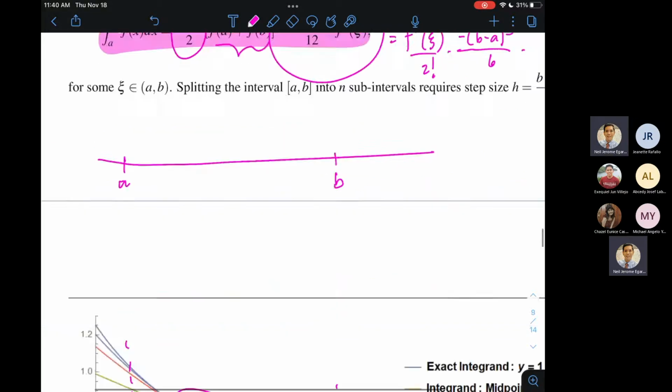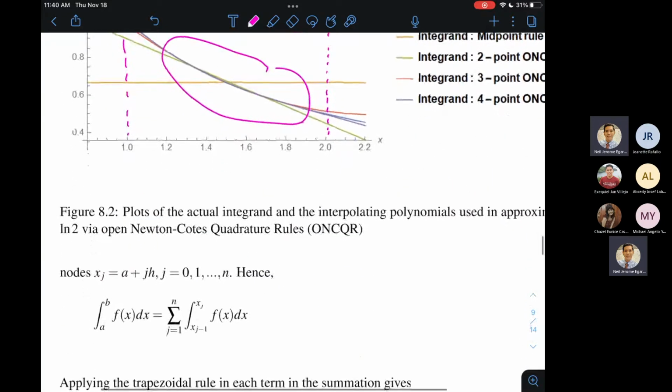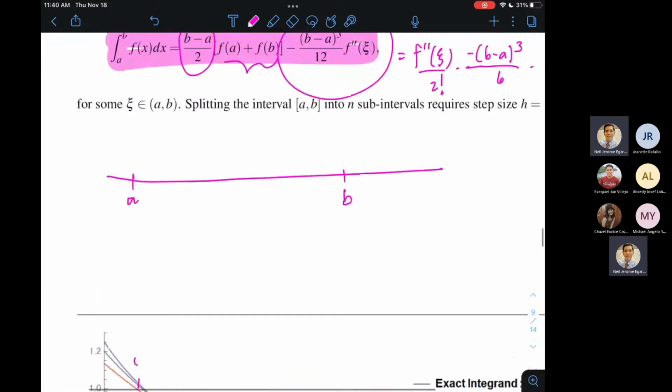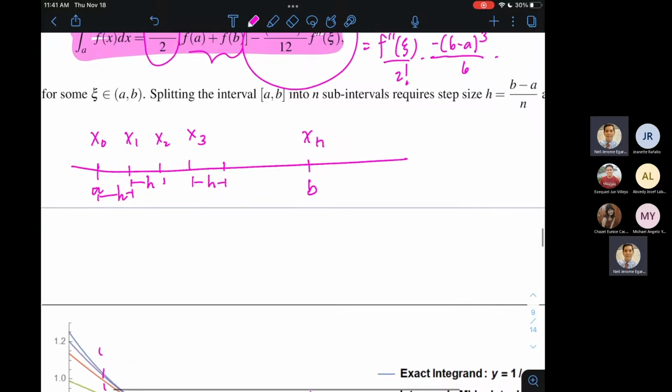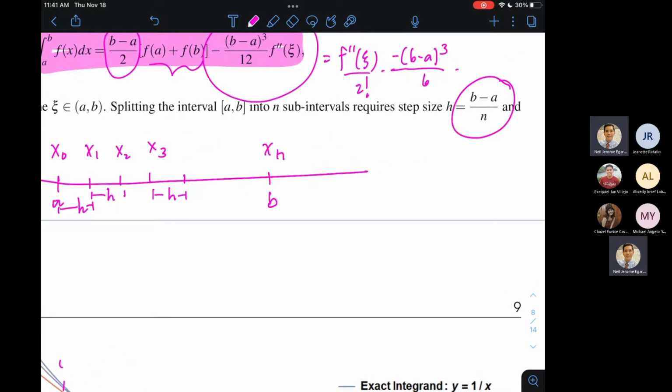Ito si x sub 0 pa rin. Ito si x sub n. And then, kumuha ko dito ng x1, x2, x3, and I choose them to be equally spaced. Delta x yan, delta x din ito. Or, I think I used the letter h now. So, h yung usual increment, where h is actually given by (b minus a) over n.